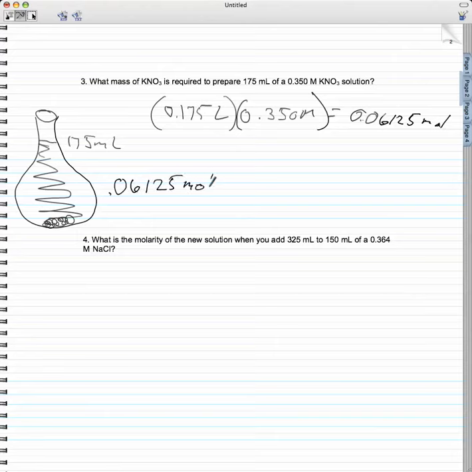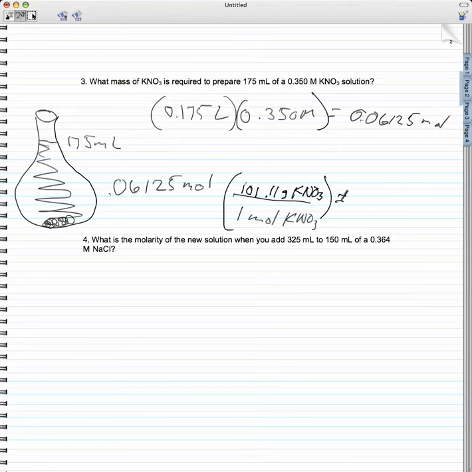Okay, and so that 0.06125 moles of potassium nitrate there, we know that 1 mole of potassium nitrate, KNO3, has a mass of 101.11. Okay, and so we're going to need to add about 6.2 grams of the potassium nitrate. So in a lab, we'd measure out 6.2 grams of potassium nitrate, add it to the flask, and fill it up with distilled water until we get to this point.